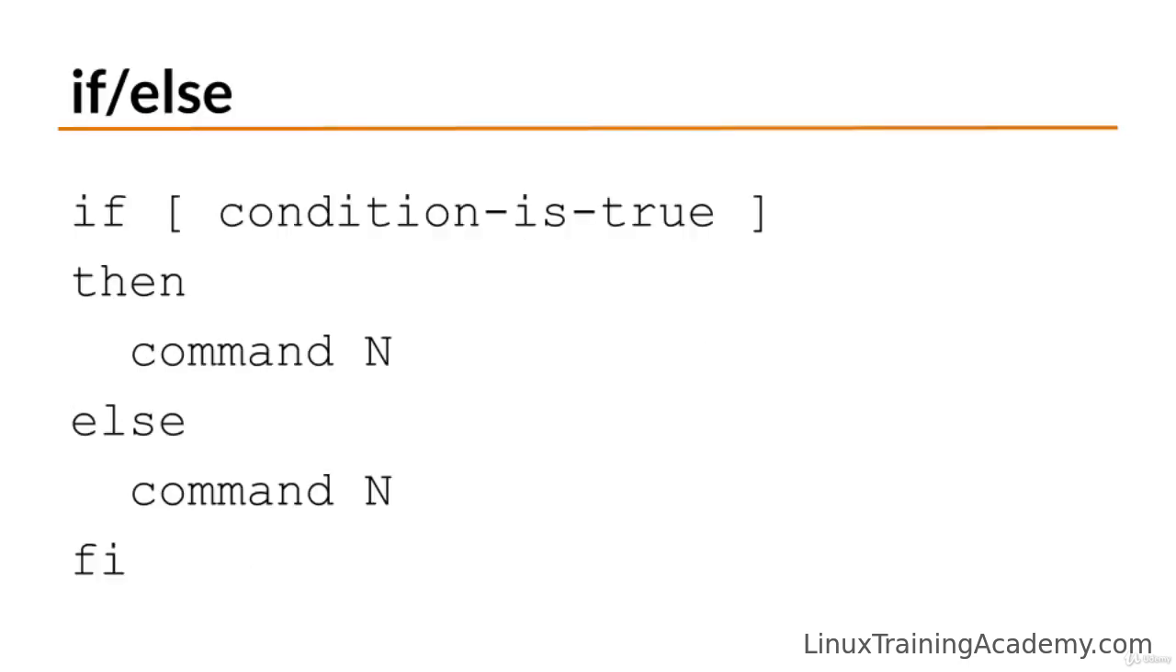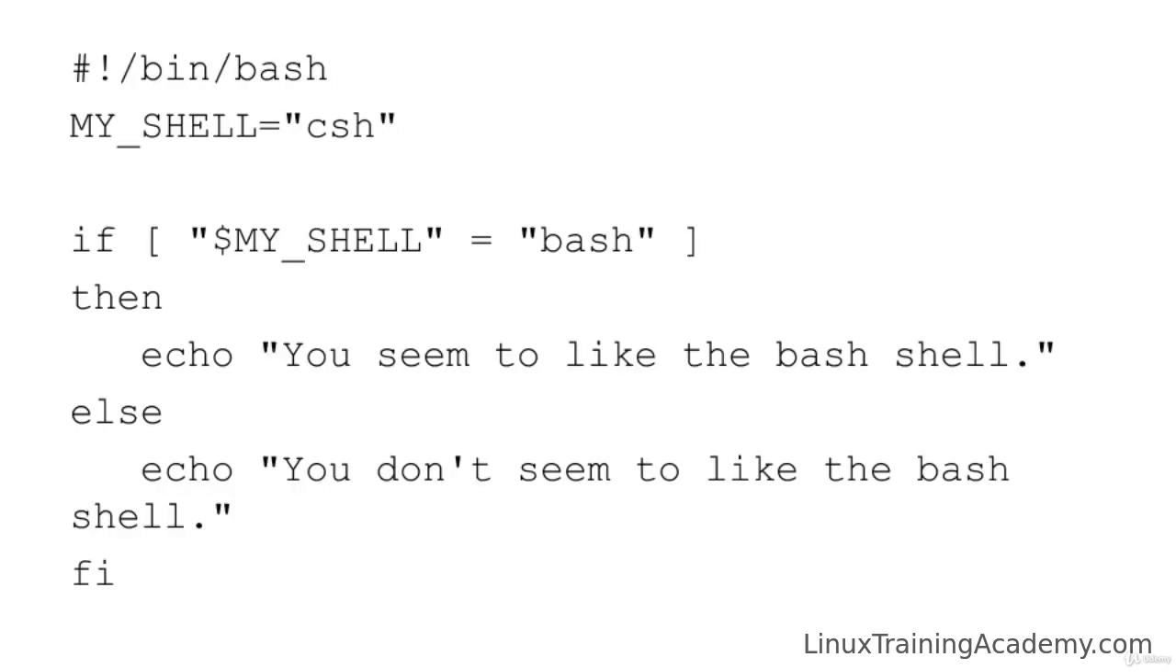You can also perform an action if the condition is not true by using an if-else statement. Simply insert the else keyword and follow that by the commands you want to execute if the condition is not true. So let's update the script to perform an action if the statement is not true. Because my shell equals bash evaluates to false, the statements following else were executed.